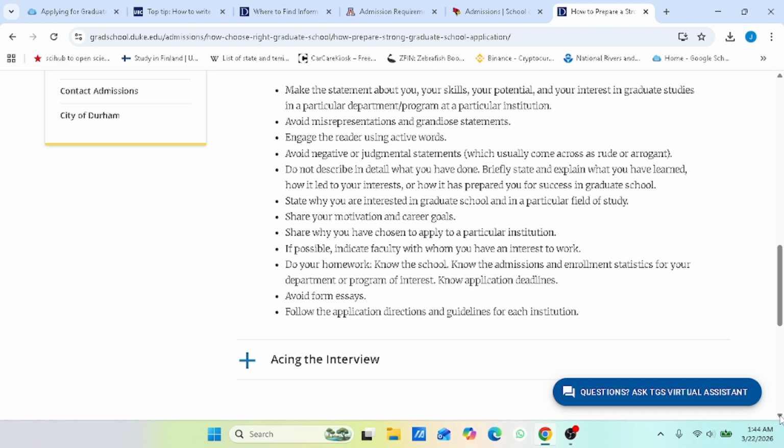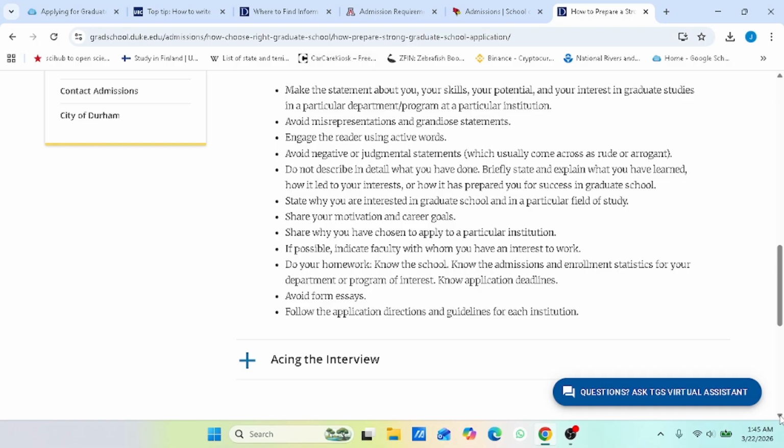Next, if possible, indicate faculty with whom you have interests to work with. Here again, your research interests are being considered, because in the statement of purpose, you don't just list that Professor X is a suitable mentor for me. You have to list and then justify, explain why that professor is a good mentor for you. And normally the reason is that you have a match between your research interests and the research interests of the professor.